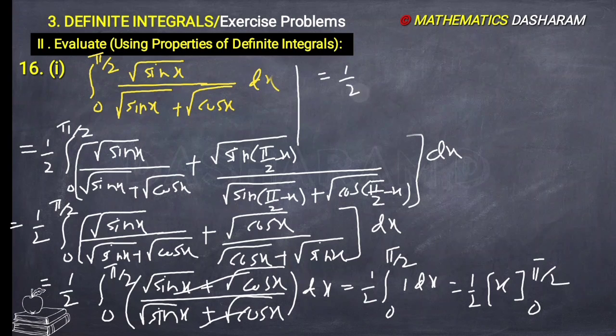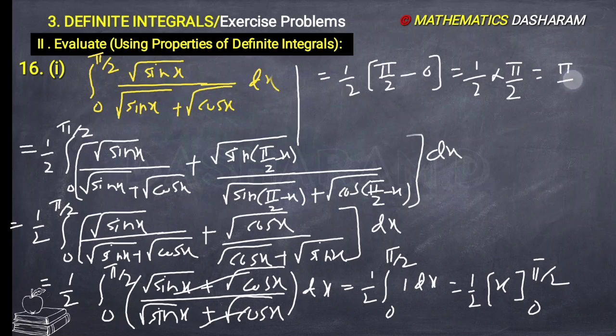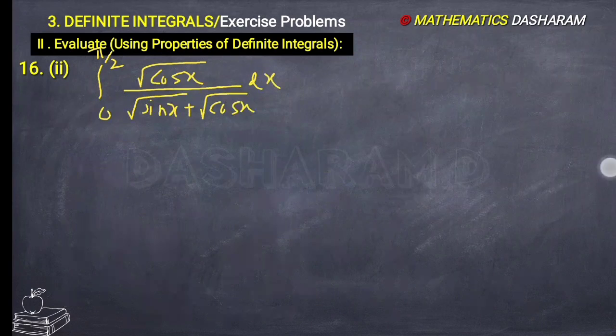So 1 by 2, pi by 2 minus 0. So 1 by 2 into pi by 2. So it is equal to pi by 4, which is our required answer.